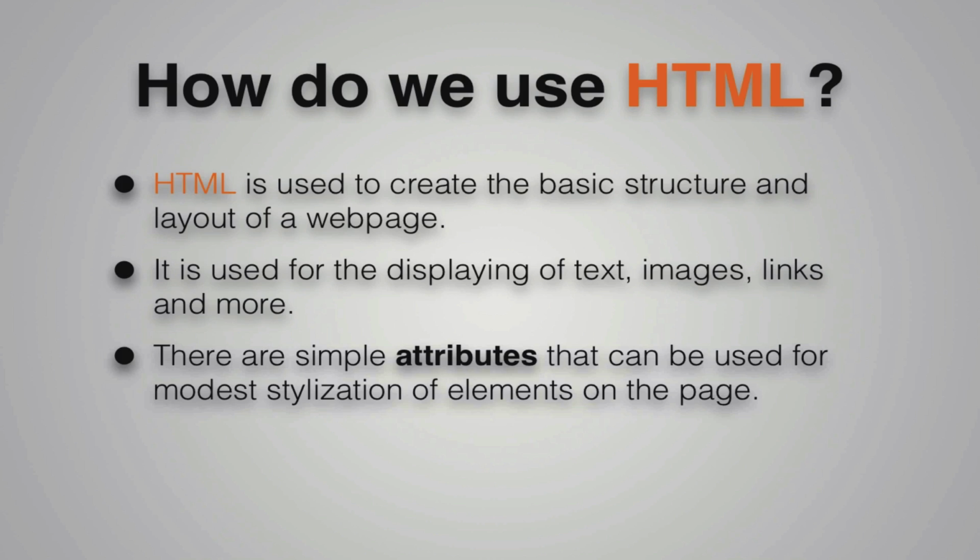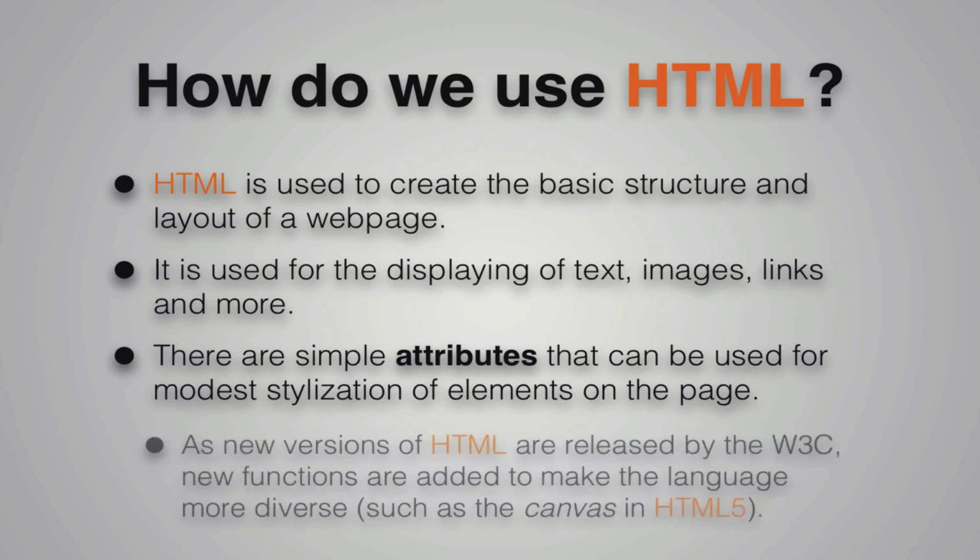So basically, if you want to define maybe a background color, a text color, or something simple like that, you can just define it using a simple attribute. Again, it's only modest stylization, and when we get into the section about CSS, we're going to cover much more advanced stylization. So that's HTML.